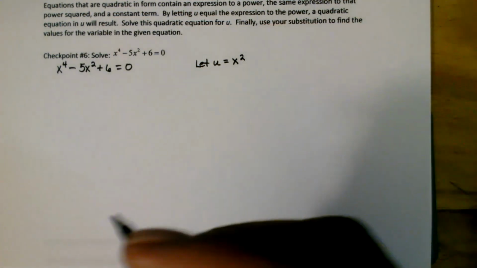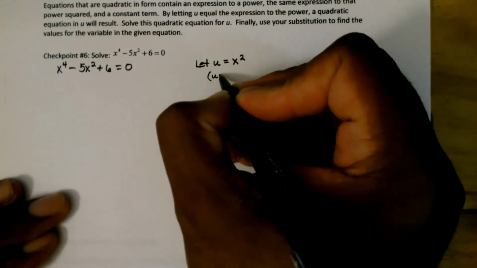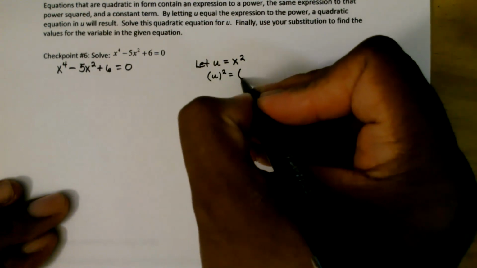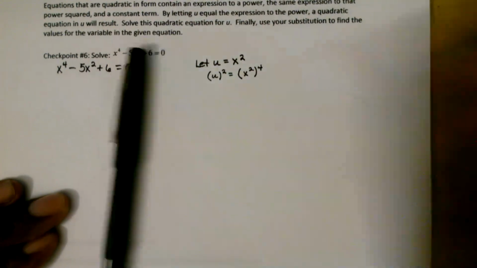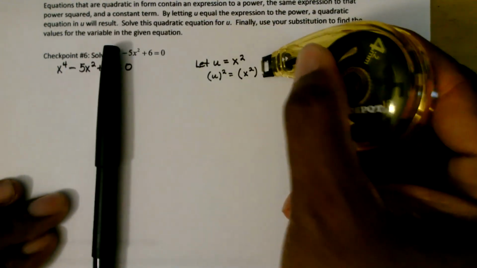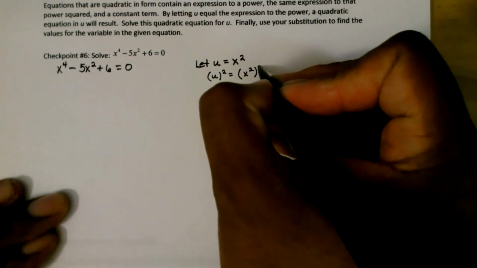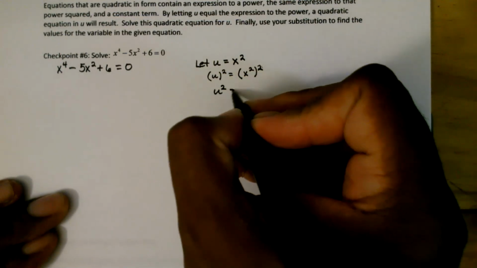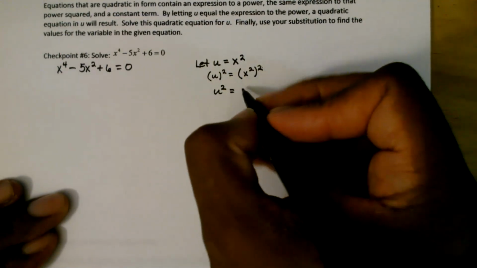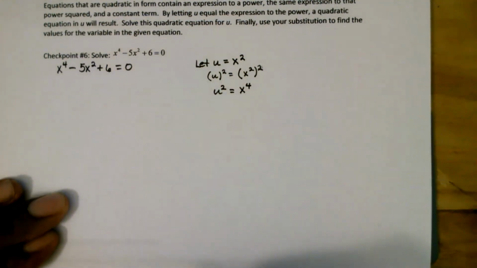Now here's what I'm going to do here. Since u is equal to x squared, I'm going to take the square of both sides of this equation. Oops, it should be the square of both sides, not to the 4th. So u squared would be u squared. Then x to the 2nd raised to the 2nd. When you raise a power to a power, you multiply your exponent. So u squared will be equal to x to the 4th.